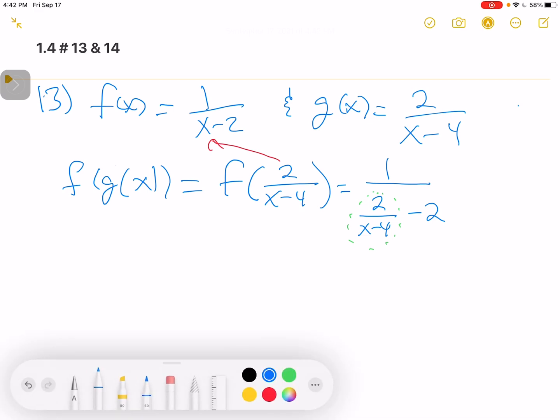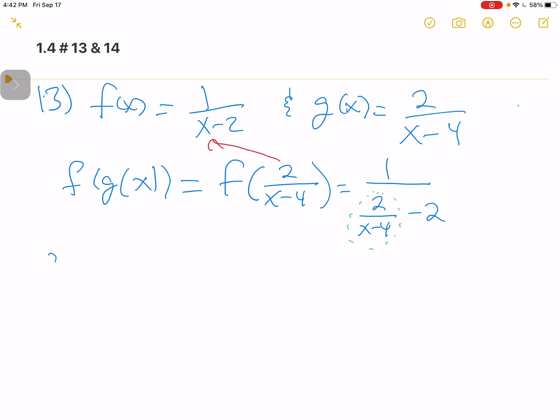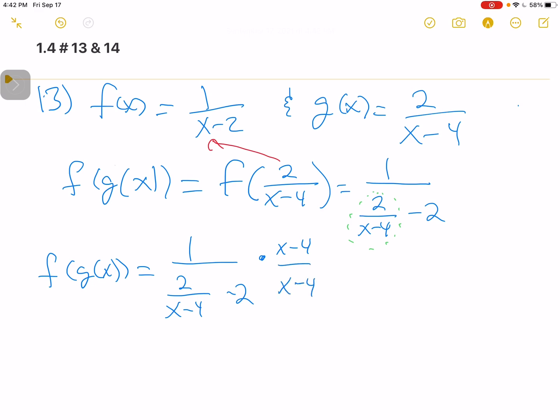Okay, so let's clean this up a little bit. What we have is, again, f of g of x is going to be 1 over 2 over x minus 4 minus 2. So I'm going to multiply by this x minus 4 to clear out that complex fraction. So multiply x minus 4 on top over x minus 4 on the bottom. What we have on top is an x minus 4. X minus 4 times 1 is x minus 4. Then we have 2 over x minus 4 times x minus 4 minus 2 times x minus 4.